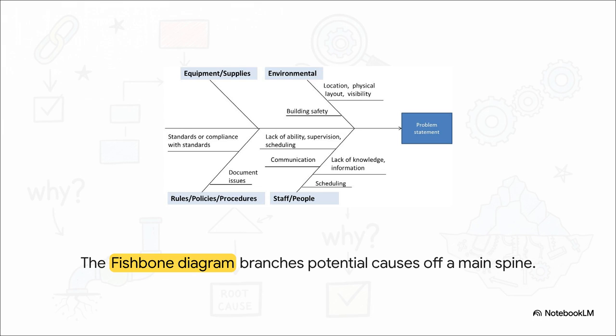Then you've got this main spine extending backwards, and branching off that spine are all your major categories for potential contributing causes. We're talking things like equipment, environment, rules, and staff. What's so great about this structure is that it forces your team to look comprehensively across every single area of the business. You end up brainstorming causes that honestly might otherwise be completely overlooked.